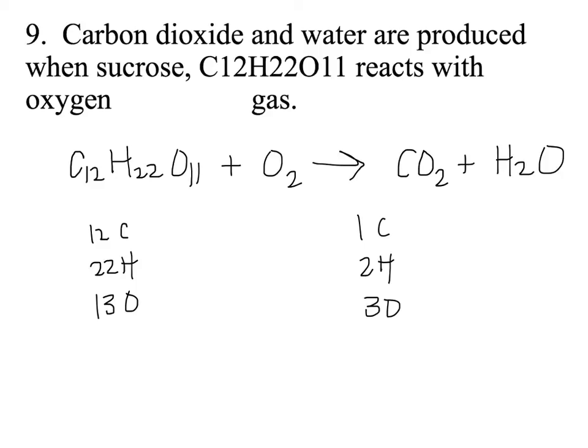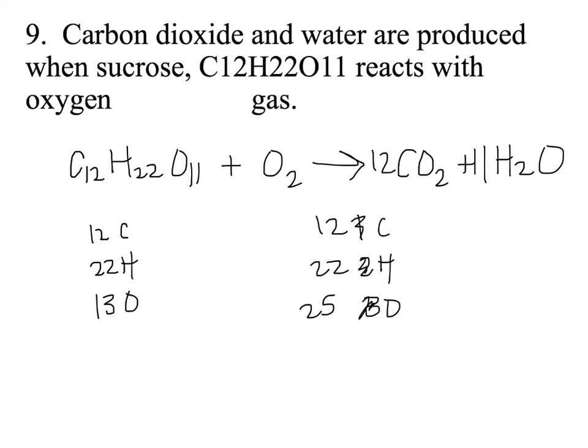All right, so 12 and 1. If I put a 12 in front of the carbon, this is going to make this 12. Oxygen now becomes 2 times 12, which is 24 plus 1. We all of a sudden have 25. Okay, let's look at this. Hydrogen is 22 and 2, so an easy way to make this even is put an 11 in front of the hydrogen. That's going to make this 22.